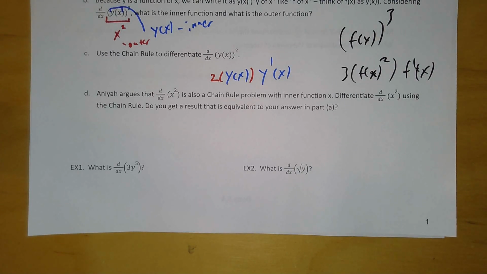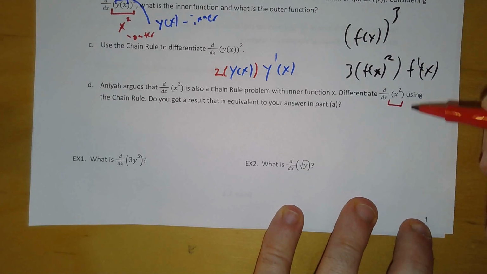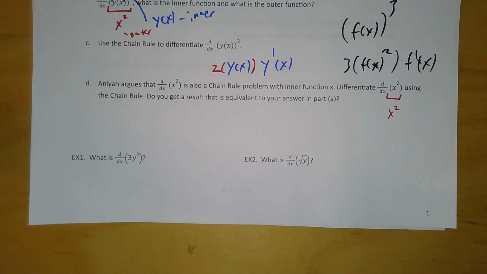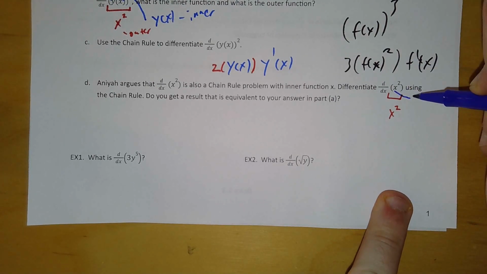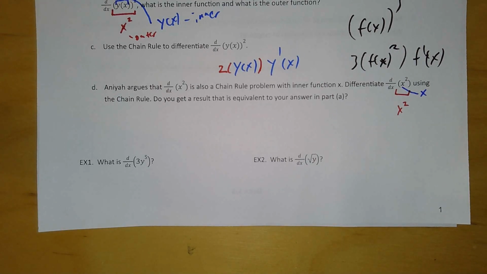Anaya argues that d dx, the derivative of x squared, is also a chain rule problem with the inner function x. Differentiate d dx squared using the chain rule. Do you get a result that is equivalent to your answer in part A? Well, she's not wrong. We can look at this like a chain rule. Let's look at it like a chain rule, for example. Okay, well, we have this outer function x squared. Yes, we have this outer x squared, and then on the inside we have x, right? There's a little x in here. This can be the inner function, right?